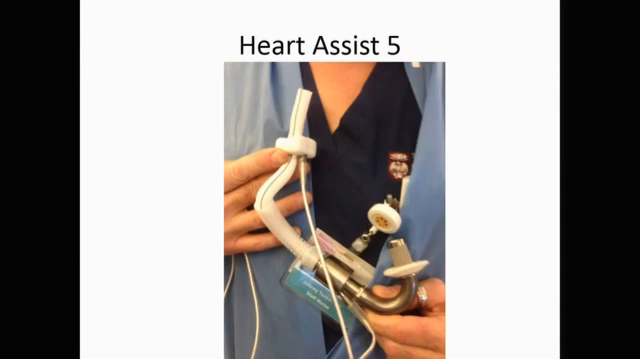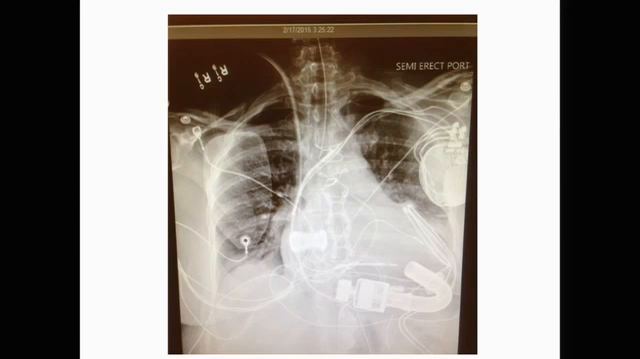Another continuous flow device that's in clinical trials is the Heart Assist 5. This is one of our ICU nurses holding our Heart Assist 5. This is the first Heart Assist 5 implanted in a patient in North America. The advantage of this device compared to the HeartMate 2 is that the HeartMate 2 is implanted extraperitoneally in the abdomen. This device is intended to be implanted in the pericardium, so literally this entire operation happens in the chest.